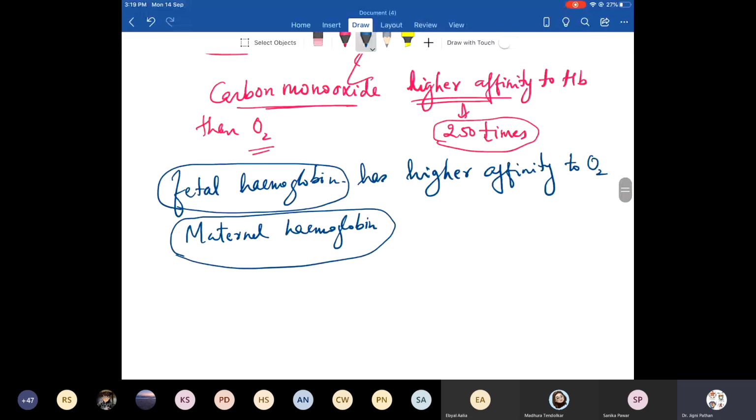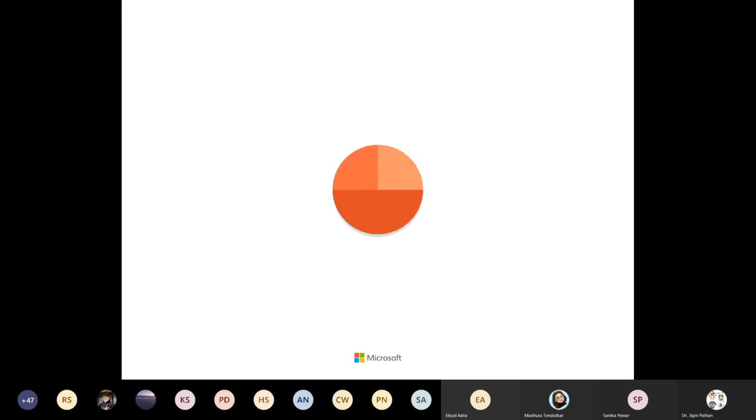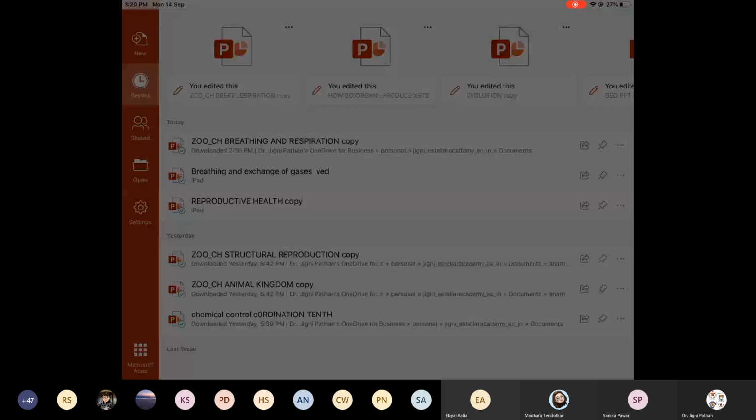Next, we have discussed the transport of oxygen. How is transport of oxygen taking place? Transport of oxygen is taking place by 2 methods. We already discussed, right? You all know how it is getting transported now. Yes or no?